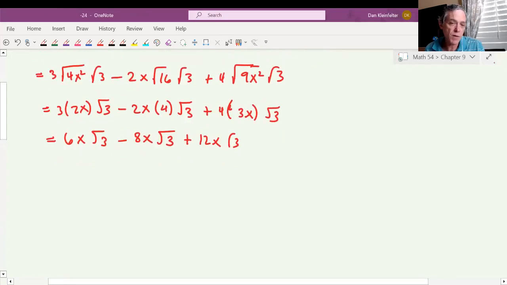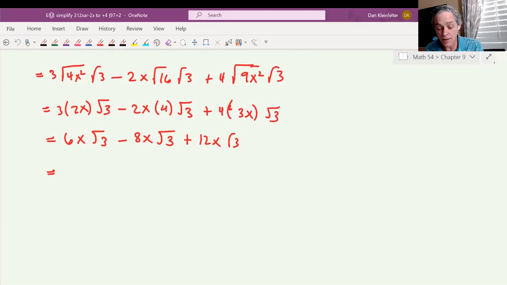So here we're combining variable terms, and also each has a factor of square root 3. So we have 6 minus 8 is negative 2. Negative 2 plus 12 will be 10. So we'll have 10x square root 3. Or if you want, you can write 10 root 3 x, that's also okay.